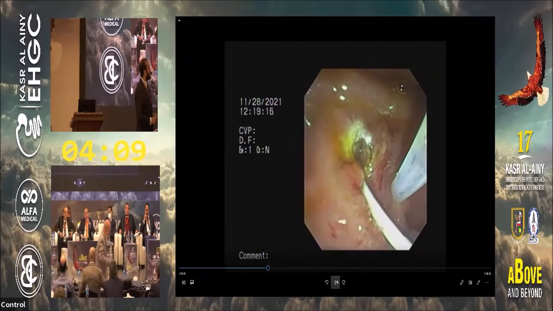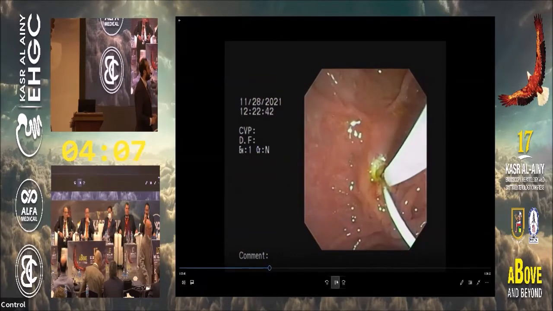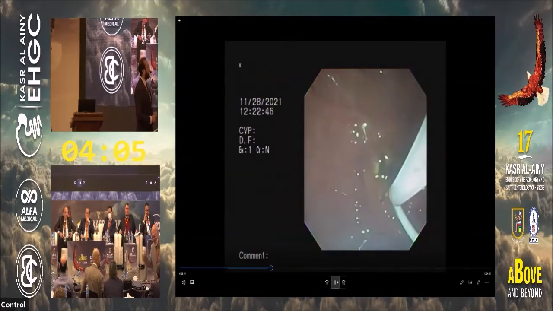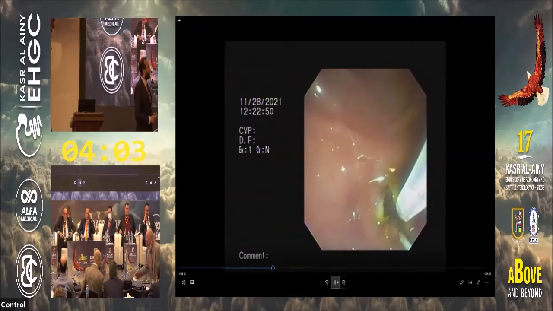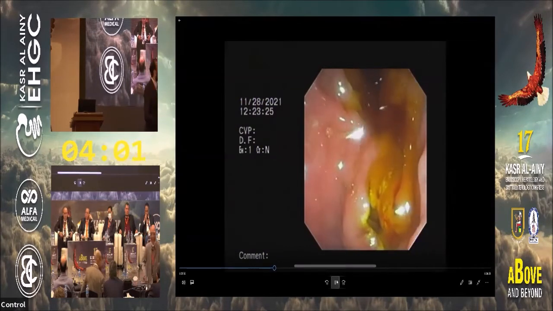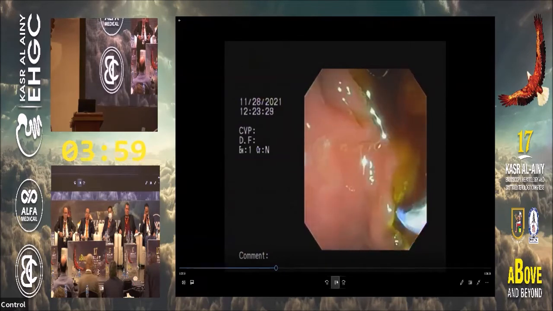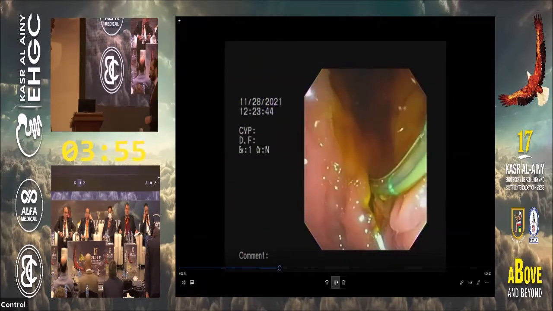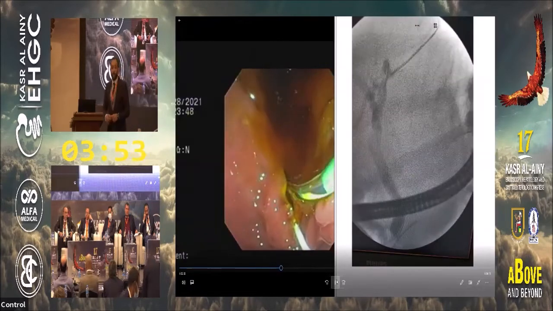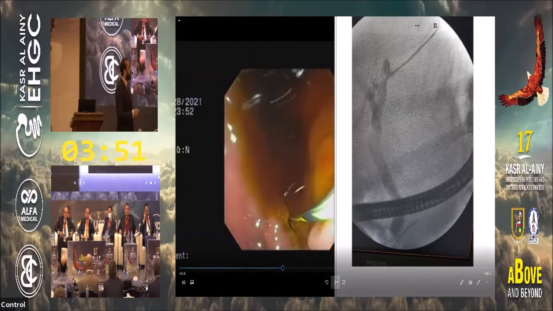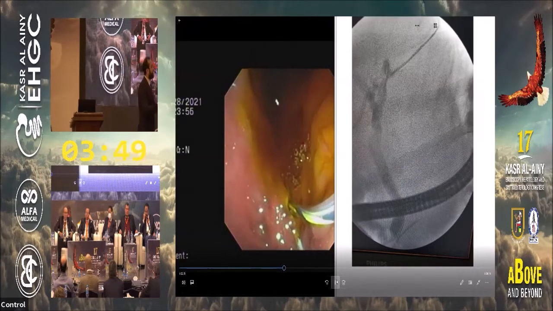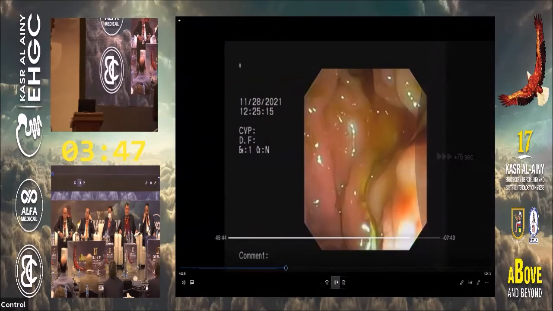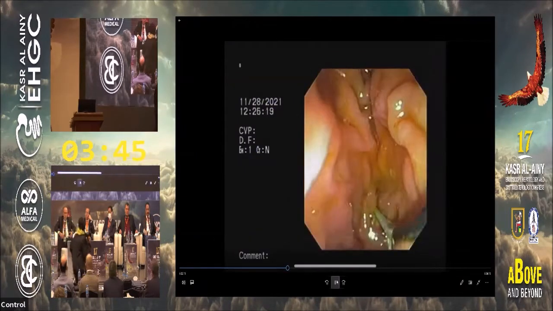This is the roof of the opening of the CBD. Pre-cut solved the distal stricture. Cannulation was easy after that. And the cholangiogram revealed a distal CBD stricture without evident leakage. There was no leakage of a fistula tract.